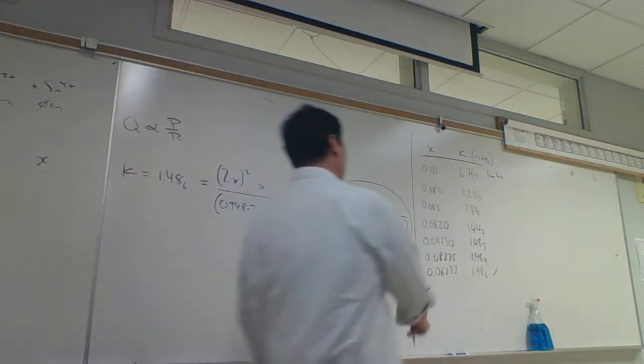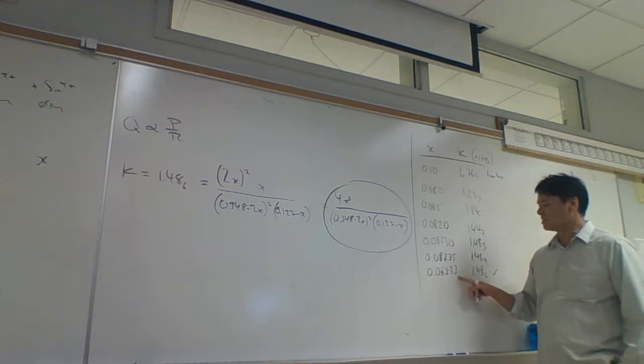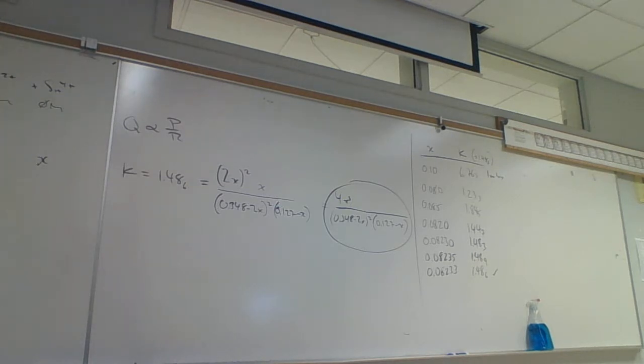And so what is 2x? 2x would be 0.16466. Is that right? Just double that. Sorry. All right, and so we'll just subtract this. We're going to get 0.18334 molar here.